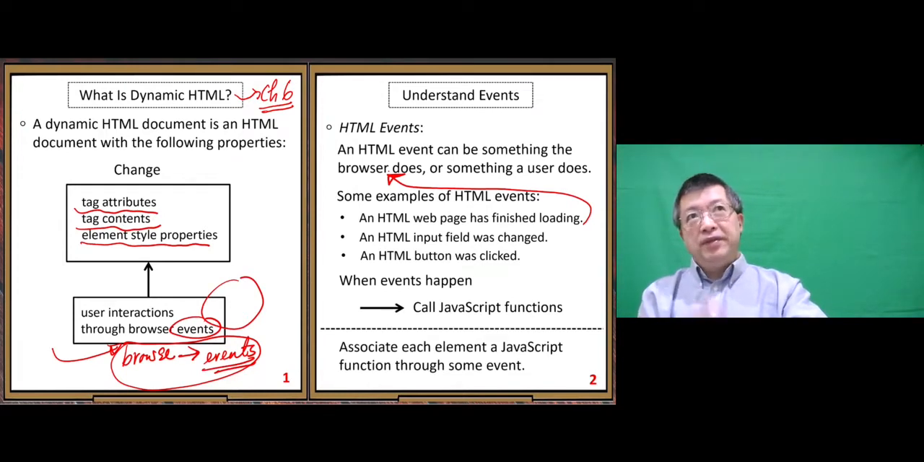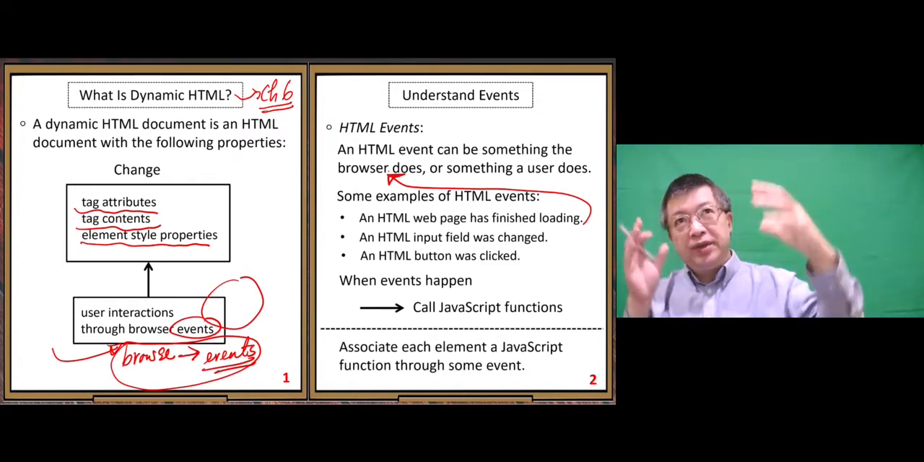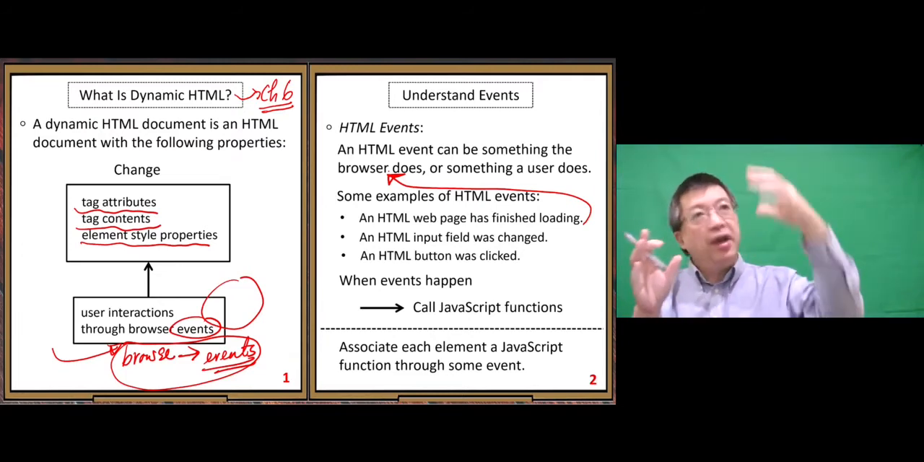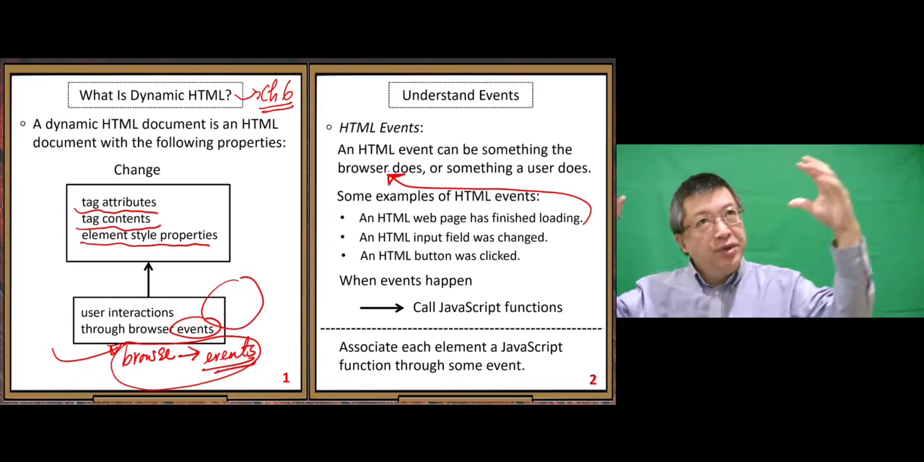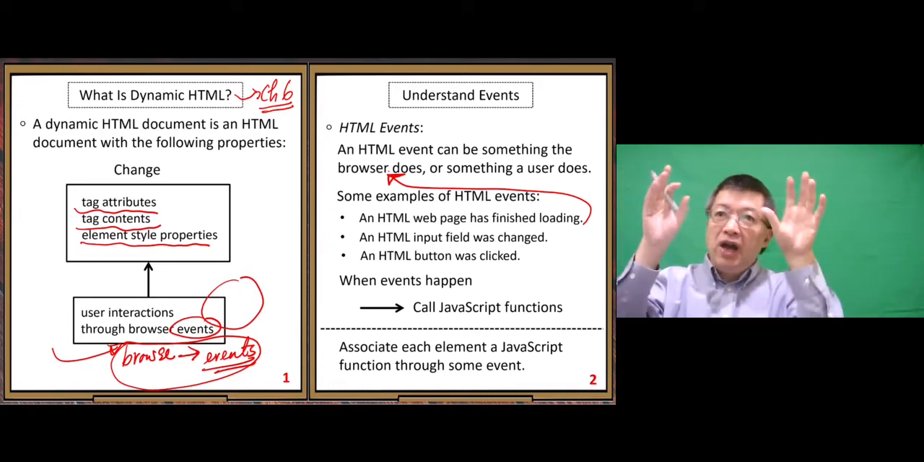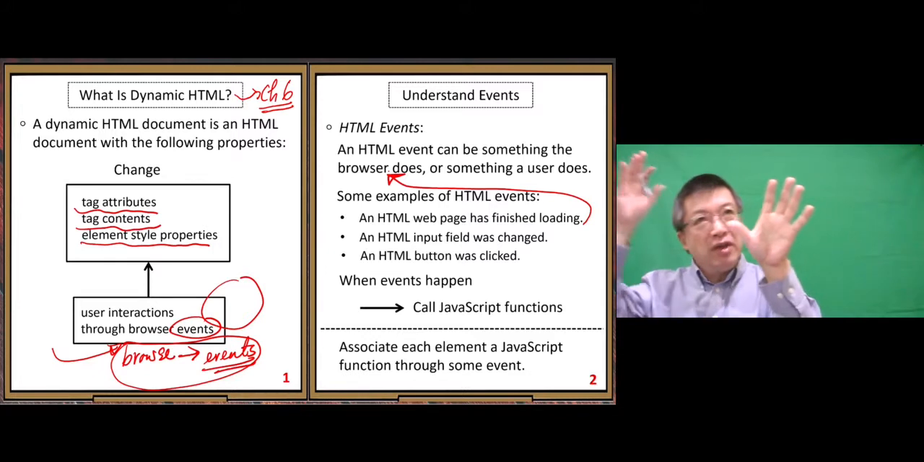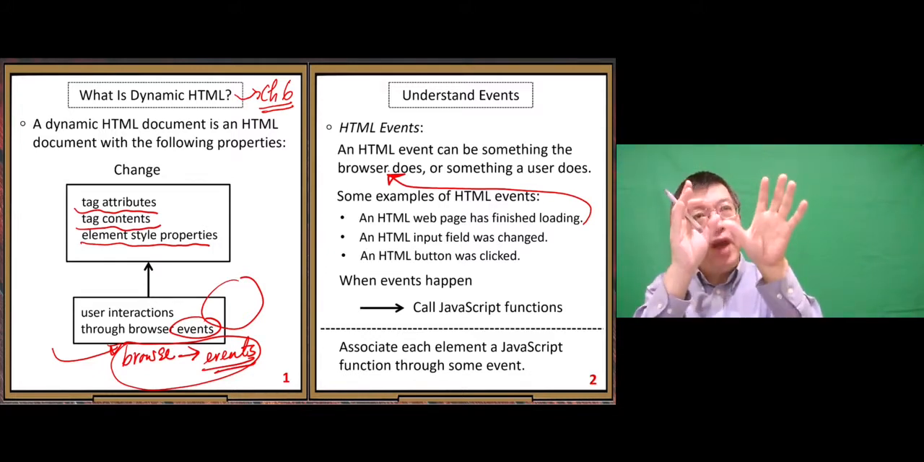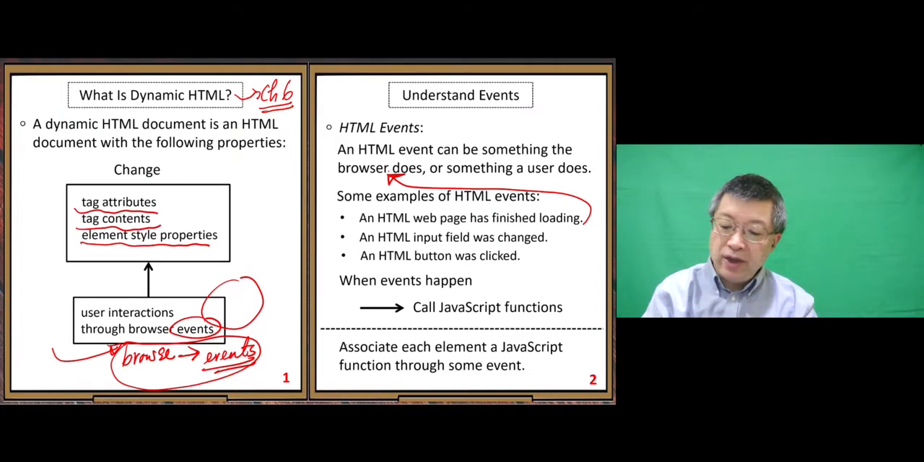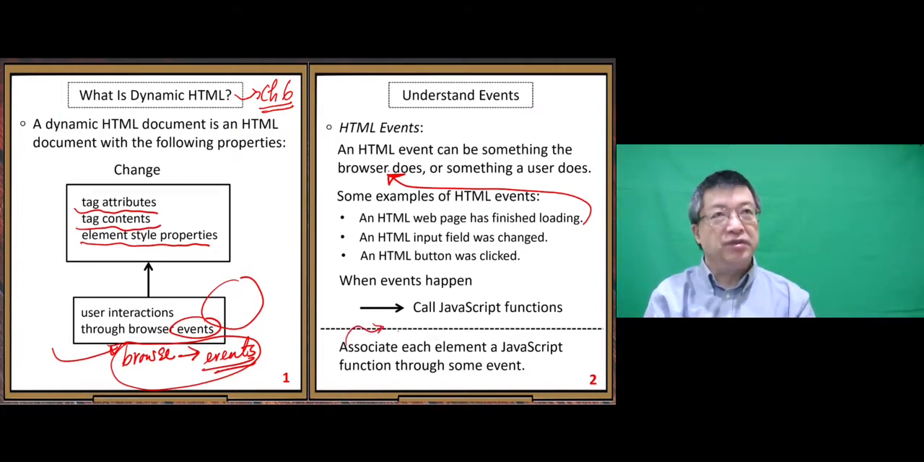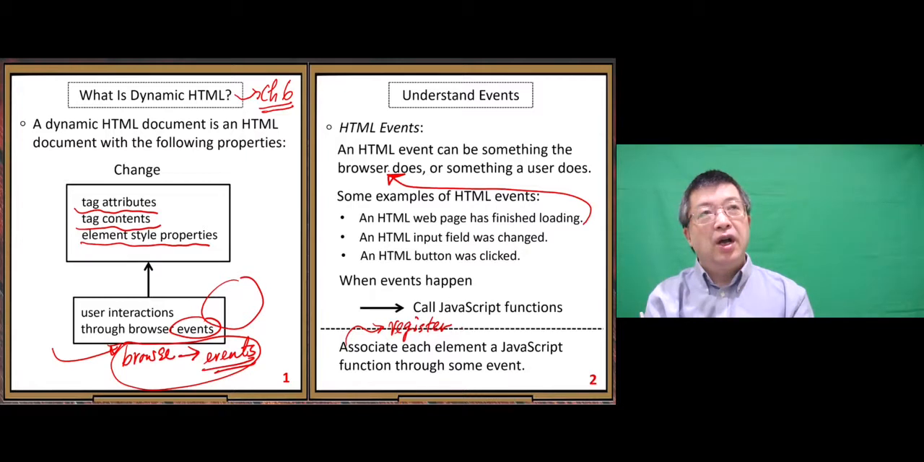All right, so then related to the connection of these two things, events and JavaScript functions, how do you connect them? Here, we associate each element with a JavaScript function through some event. This is registration. We register a JavaScript function with that event.